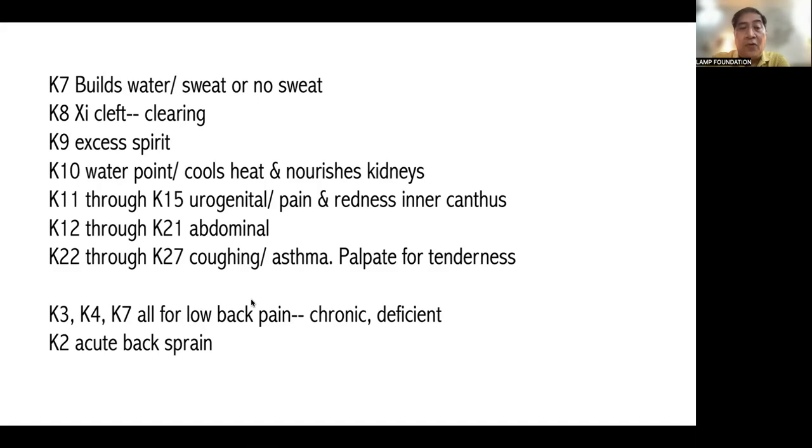So kidney 3, kidney 4, kidney 7 are all for low back pain, chronic deficient, and kidney 2, acute back sprain.